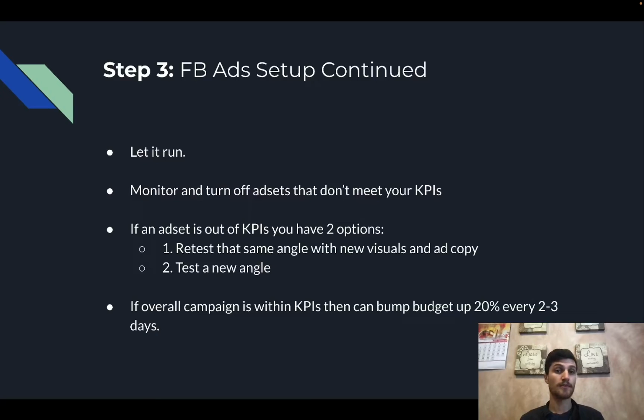Cool, so then you just want to let it run. You want to monitor and turn off ad sets that don't meet your KPIs. And if an ad set is out of your KPIs, you have 2 options. You can retest that same angle with new visuals and ad copy, or just test a new angle completely. So if the overall campaign is within KPIs, then you can bump up that budget about 20% every 2 to 3 days.